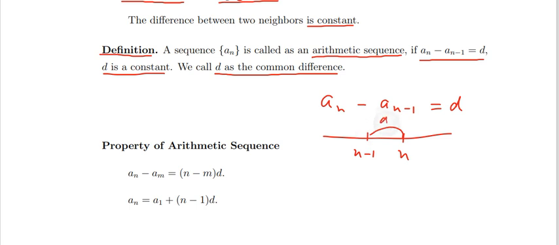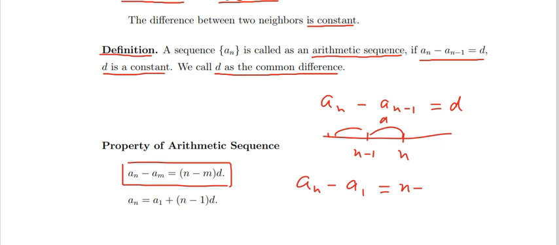Here between neighbors there's d, then there's another d. So in general, an minus am equals (n minus m)d. Typically, an minus a1 equals (n minus 1)d, right? Or an equals a1 plus (n minus 1)d.